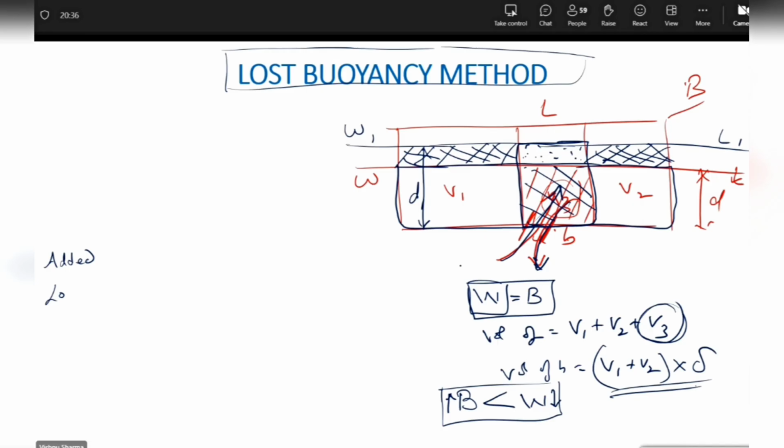Which part? This above the red one. Sorry? Say again.